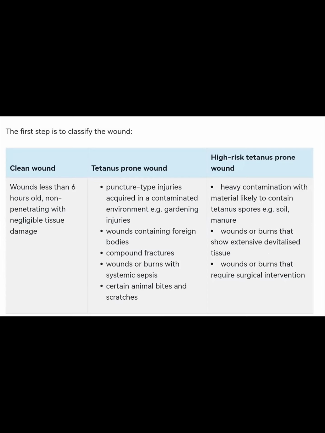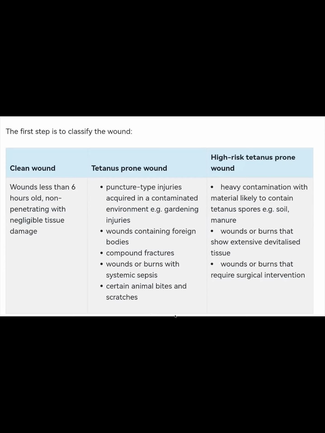And what is the clean? Less than 6 hours, some clean wound, and there is not that much penetrating wound, this is a clean wound. So what are the tetanus prone wounds? This is risky but not high risk. What are these? Any wound more than 6 hours old, penetrating or puncture type of wound, any foreign body, any fracture, any sepsis, or any bites or scratch, all are tetanus prone wounds. So if you remember the clean and the high risk, other than that, any kind of wound is a tetanus prone wound. That's it. So remember the clean and the high risk.